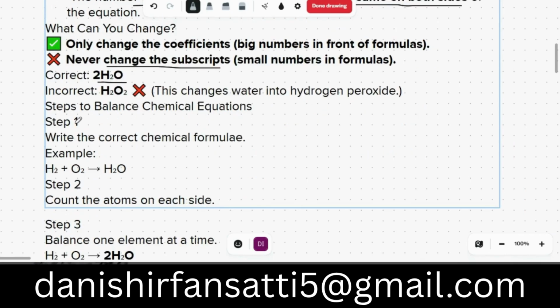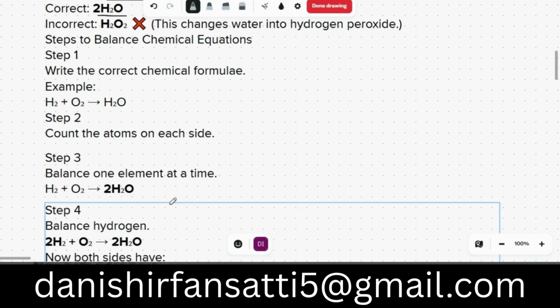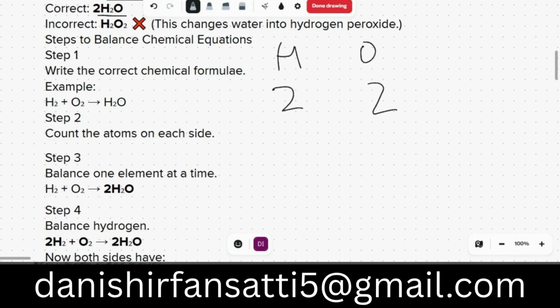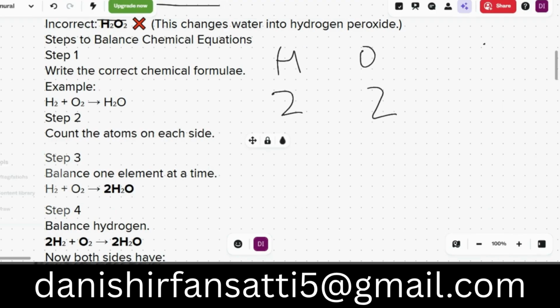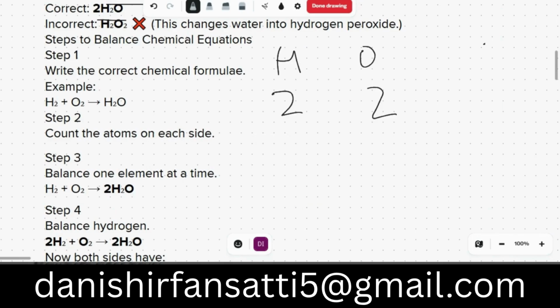Okay, what are the steps to balance a chemical equation? First, write the correct chemical formulas. H2 plus O2 gives us H2O. Then count the atoms on each side. For example, there are two hydrogen and two oxygen on the reactant side, and on the product side there are two hydrogen and one oxygen.